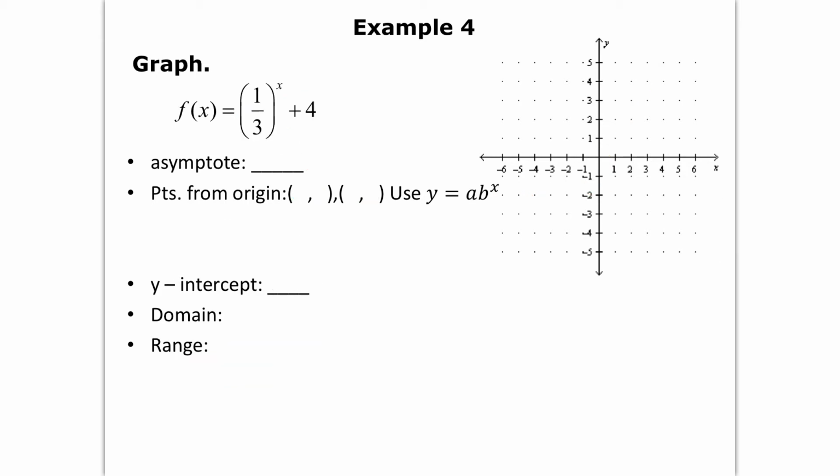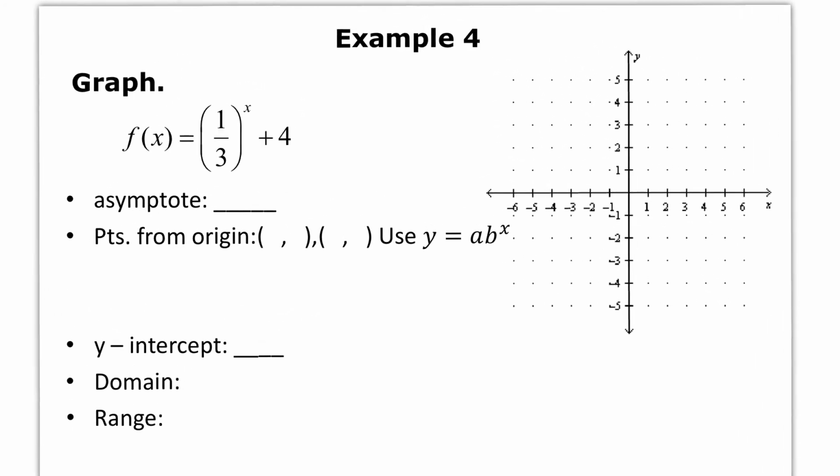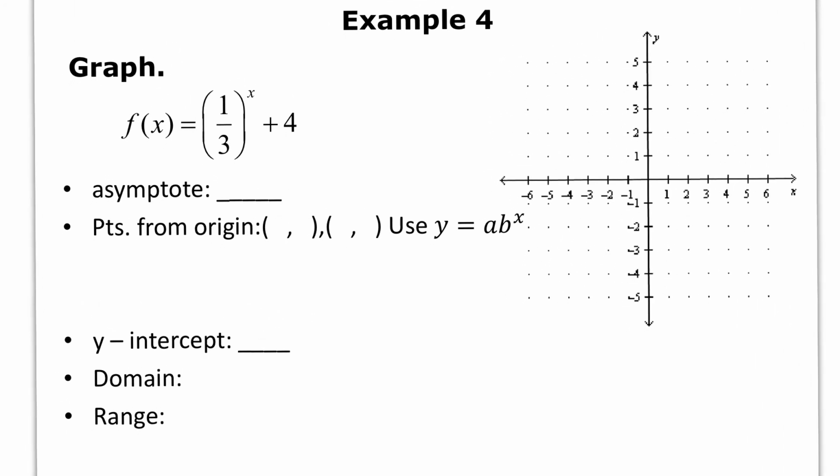So let's go ahead and try this one here. You have the graph f of x equals 1/3 to the x power plus 4. First of all, let's go ahead and understand the problem, the actual function. So my base is 1/3. That is less than 1. So let me write that down. B is less than 1. Now mathematically, we say that b is in between 0 and 1. So I'm going to put it here. B is between 0 and 1. But if you say less than 1, I'm okay with that.